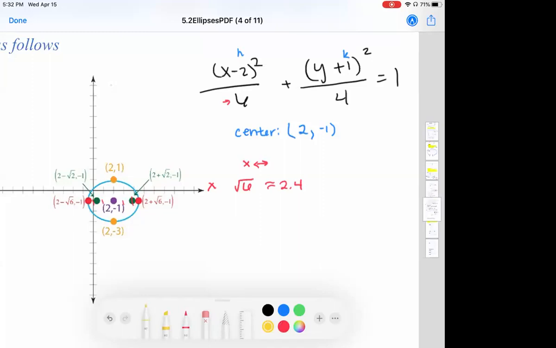Now in yellow, we have our y. So yellow, y goes up and down. We have a 4 for that number, our y. We take the square root and we get a 2. So that means from the center, I'm going to go up and down 2. So I go up 2 units, down 2 units. And that's why I get these points in yellow.